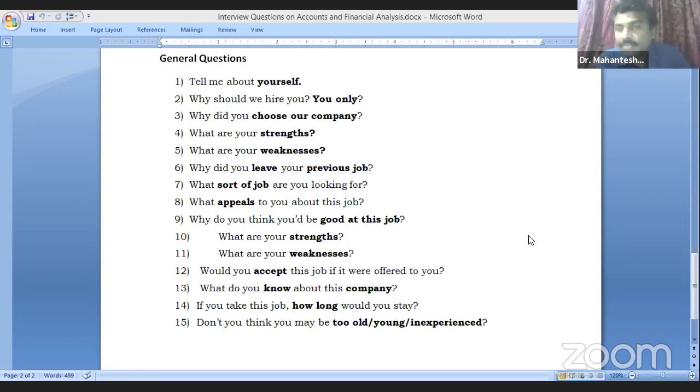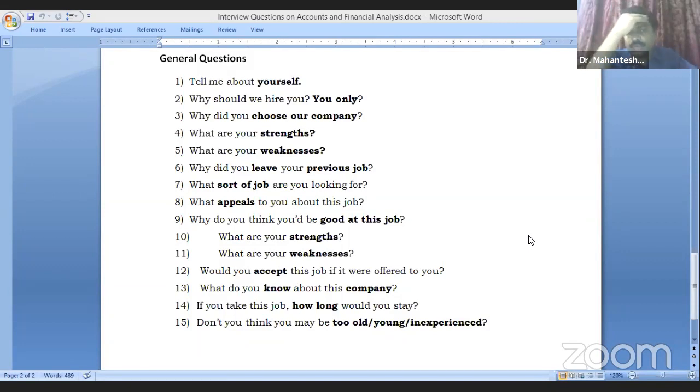What are your strengths? Strengths and weaknesses they ask. You should be quite confident about telling your strengths and the weaknesses. Why did you leave your previous job, when asked, in case it is applicable to you, you can say for better prospects. What sort of job are you looking for? You can say a job which provides me challenging opportunity and equally growth opportunities. What appeals to you about this job, you can say the nature of the job, the challenging things, the job will explore a lot of avenues for me, the job will utilize my skill sets. Why do you think you are good at this job, you should mention your strengths, your skills, I am good in communication, analytical skills, technical skills, I am good at computers. Strengths, weakness covered. Would you accept this job offer if you are offered, you should say yes.